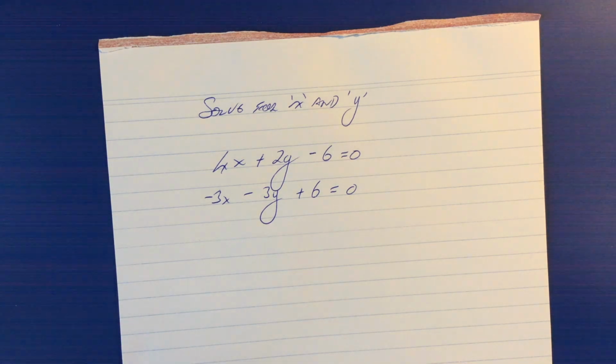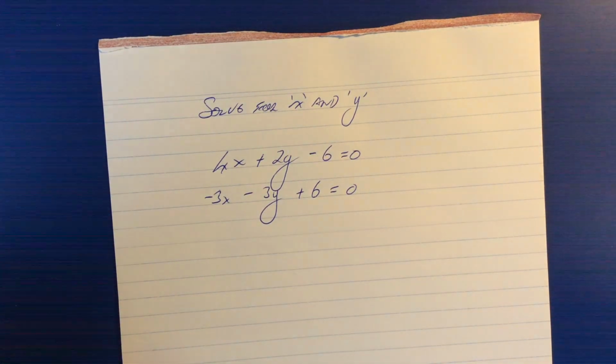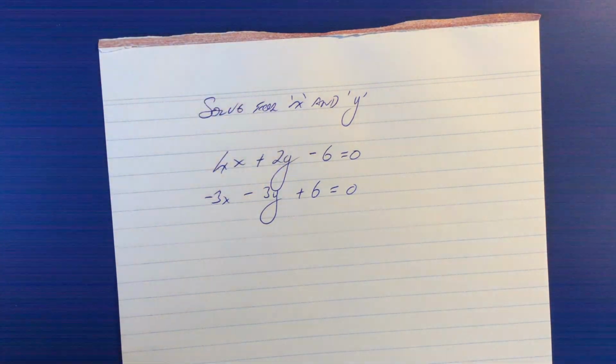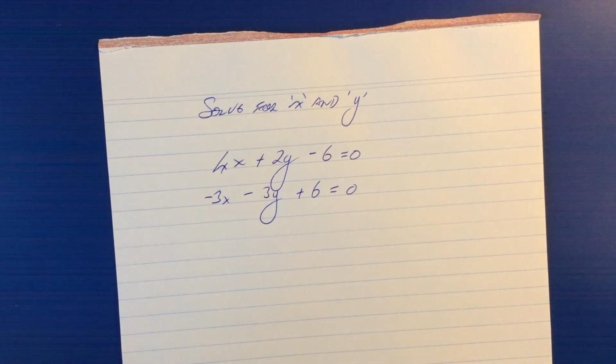Hi, I'm an old guy and I do maths. Solve for x and y, and we have two linear equations sitting here. Well, that says simultaneous equations, if nothing else. How do we do it?